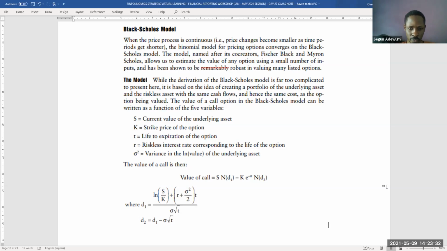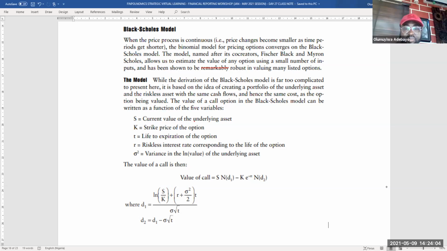The value of a call option in the Black-Scholes model can be written as a function of five variables: S for the current value of the underlying asset, K for the strike price of the option, T for the life to expiration of the option, r for the riskless interest rate corresponding to the life of the option, and sigma for the variance in the value of the underlying asset.